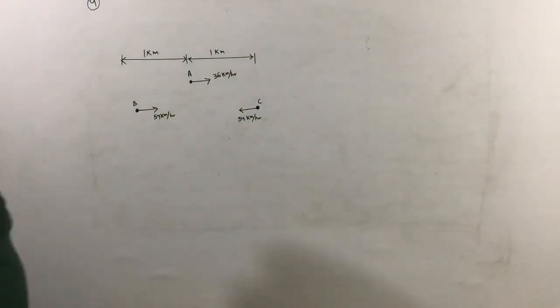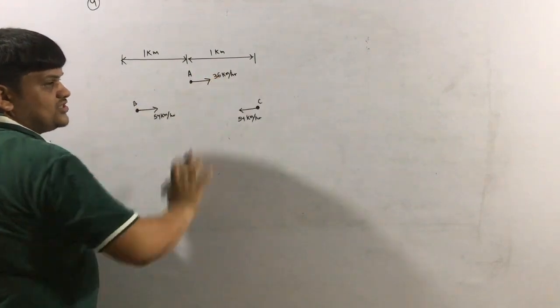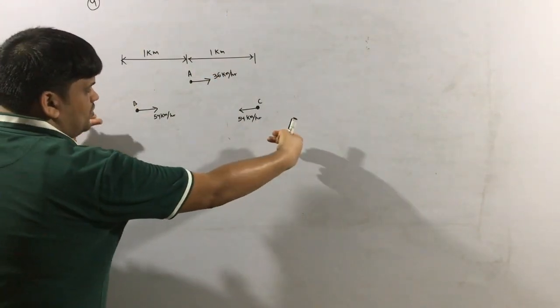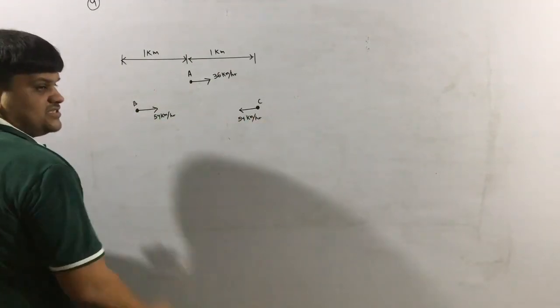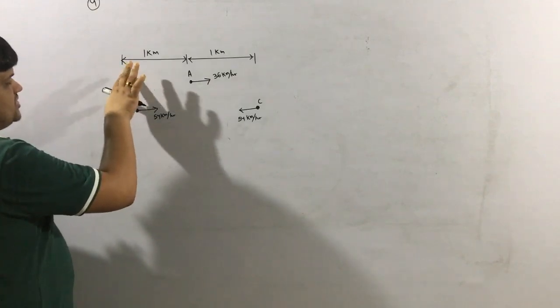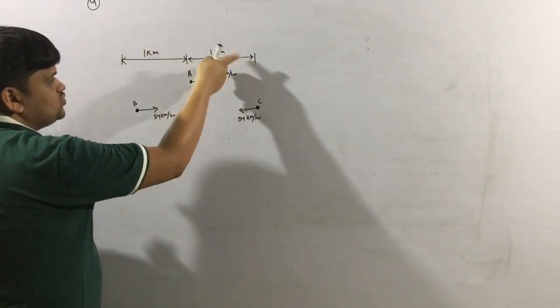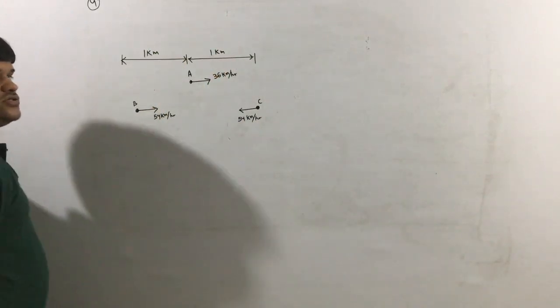So for the fourth question, the question is like this: there is a car A which is moving along this direction with 36 km per hour. There are two cars B and C which are moving in the opposite direction with a speed of 54 km per hour each. When the distance between A and B and between A and C was 1 km, this distance was also 1 km, this distance was also 1 km.